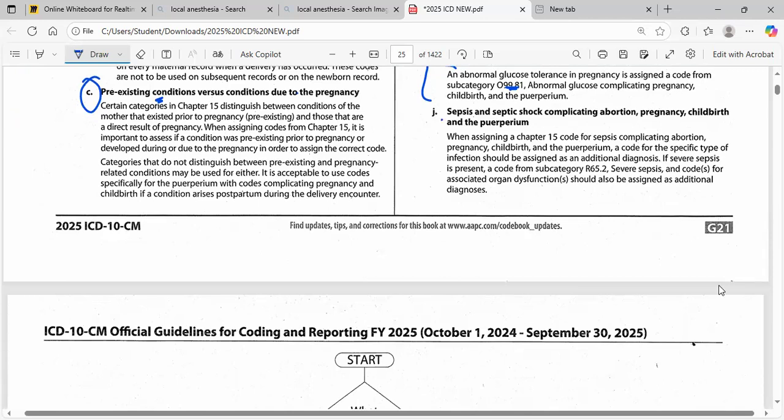Next, we have sepsis, septic shock, abortion, pregnancy, childbirth. I've already told you to find the code for the abortion, you have to refer to abortion. For any complication during the childbirth, you have to refer to delivery in the index. For any complication during the pregnancy, you have to refer to pregnancy in the index. And for a complication during the puerperium period, you have to refer to the condition and then postpartum or puerperium under that condition only.